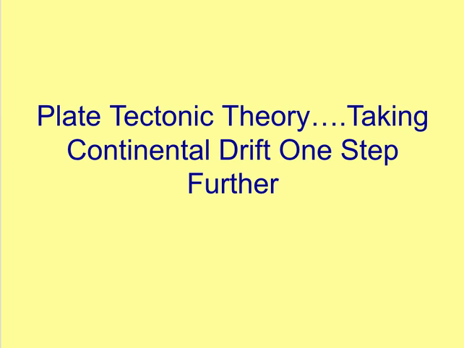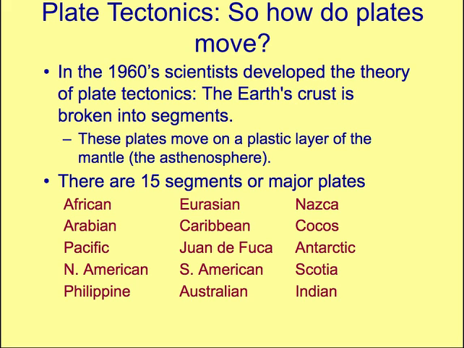Okay, so now we're going to talk about the theory of plate tectonics, which is taking continental drift one step further. So the theory of plate tectonics looks at how the plates move. This theory was developed in the 1960s and looks at the Earth's crust that's broken up into segments. These plates move on the plastic layer of the mantle, which is known as the asthenosphere. Most references say that there are 15 segments or major plates on the Earth's surface. Within those 15 plates, there are many smaller, minor plates.